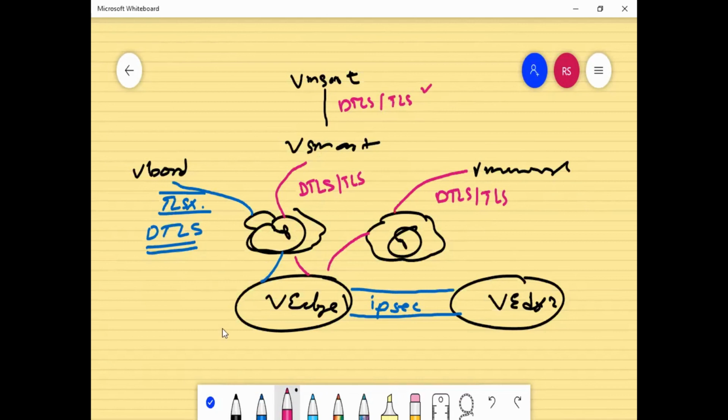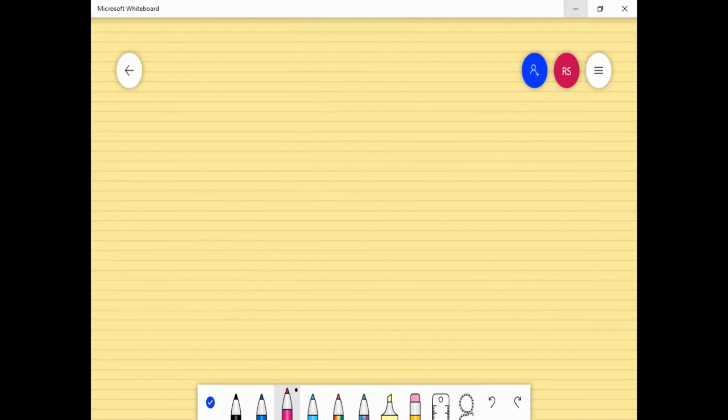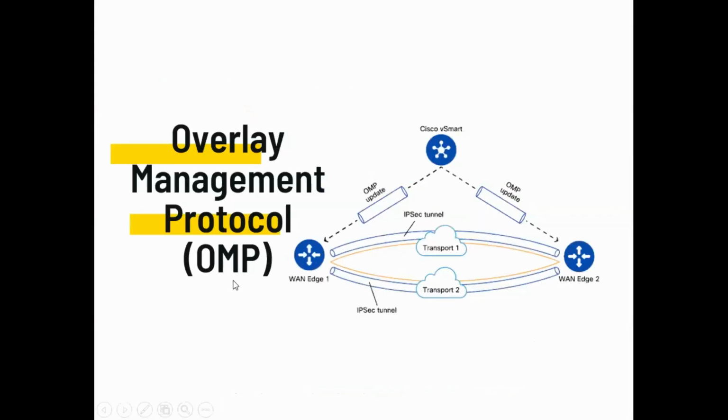Now, inside your DTLS and TLS tunnel, there can be OMP running. So that we will be checking later on, maybe tomorrow. For today it is our first class, we need to wrap up after covering this slide, and then tomorrow we will start with the lab. And then I will be covering the lab and the theory, both together.